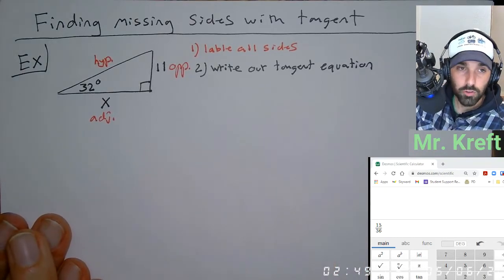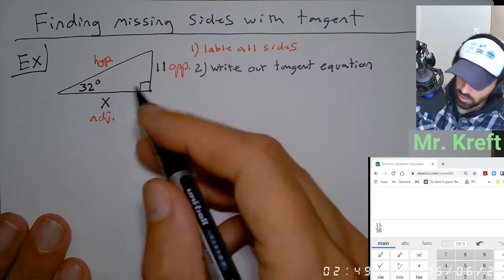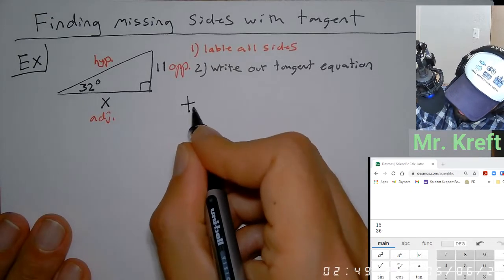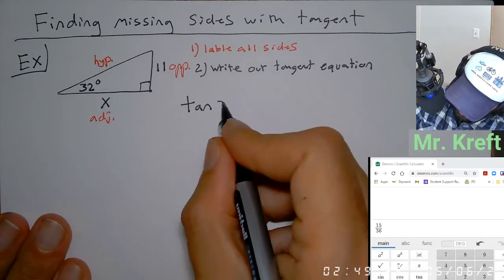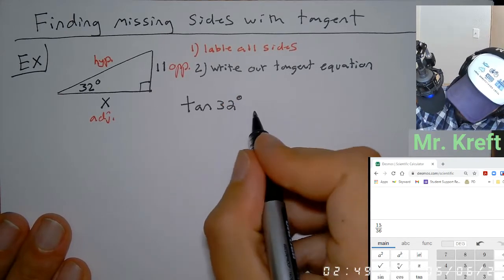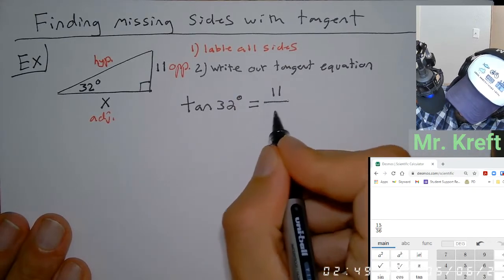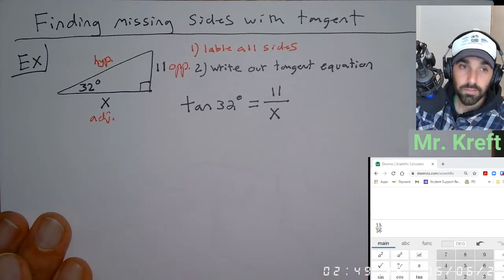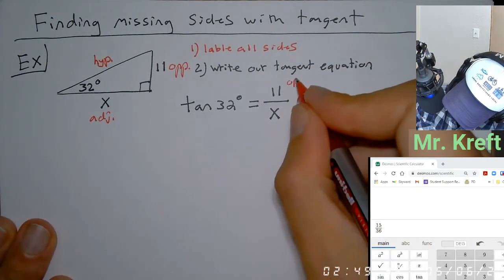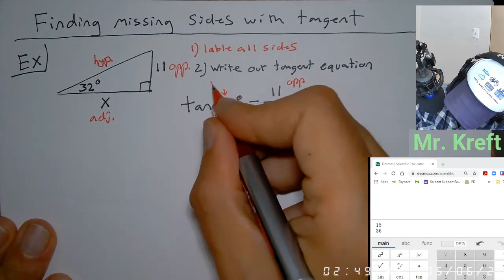Okay, so we're going to write our tangent equation. I know tangent is opposite over adjacent. So this is where we're going to get into the function part of this. Tangent of my reference angle, so that means tangent of 32 degrees, equals my opposite is 11 and my adjacent is X. Okay, so just a reminder, right? This is opposite, this is adjacent, this is my reference angle.